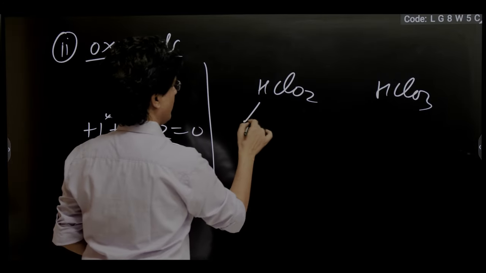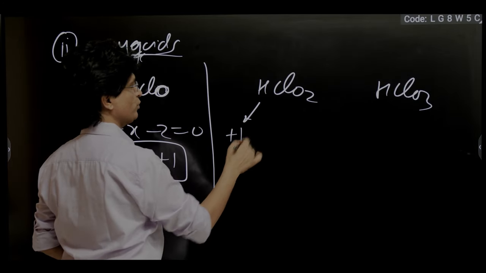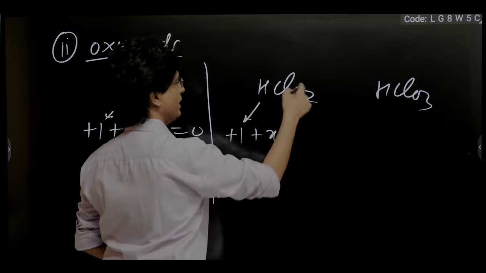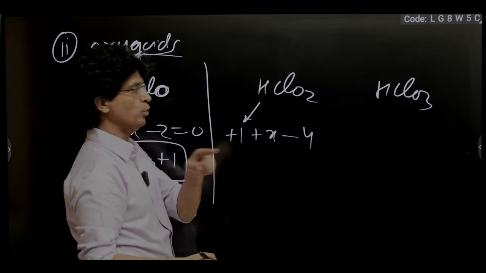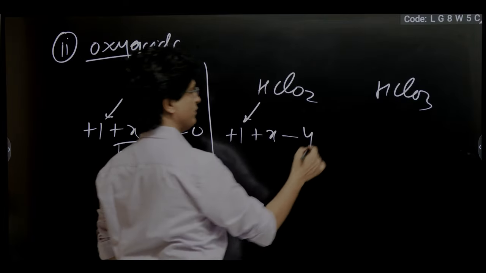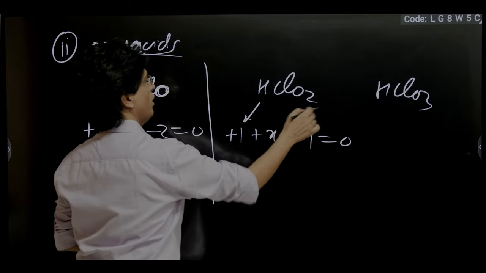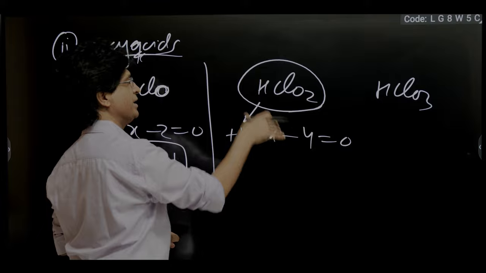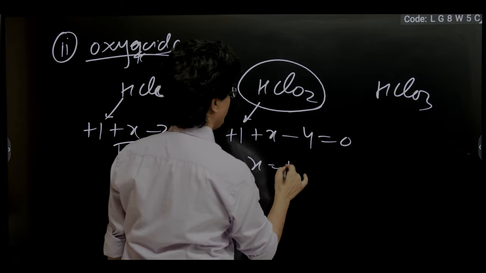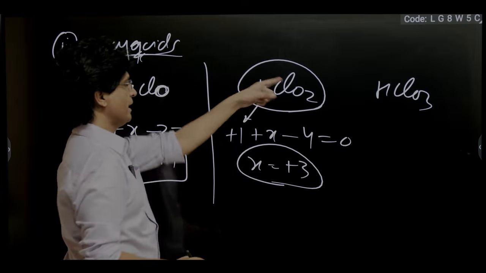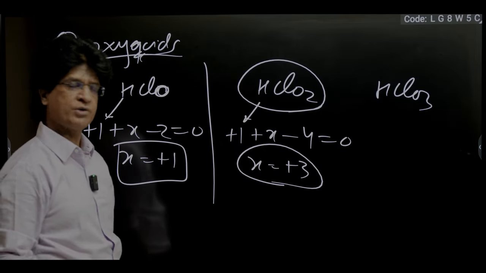Over here, H will be plus 1. Chlorine will be X and 2 oxygen will be minus 4. Each oxygen is minus 2, so 2 into minus 2, minus 4, equal to 0. Sum of oxidation number of all the elements in a neutral compound should be equal to 0. So X will be equal to plus 3. So chlorine is having plus 3 here in the oxyacid.